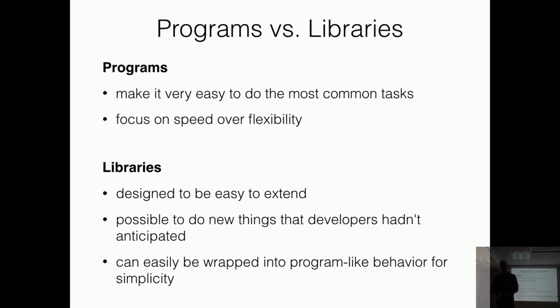So OpenPathSampling is a library. It's not exactly a program. A program makes it easy to do the most common tasks, so you can focus on speed of setting something up rather than flexibility of being able to do whatever you want. Libraries are designed to be easy to extend and make it possible to do new things. A lot of my conversations with my co-author, Jan Hendrik, were along the idea of, what if somebody wanted to do this, some crazy idea? And the other one says, well, why would anyone want to do that? And we're like, well, I don't know, but it's possible, right? So we tried to make it possible for you to do something that maybe we hadn't planned on with our code. And of course, you can always wrap this into a simpler package if you want to.